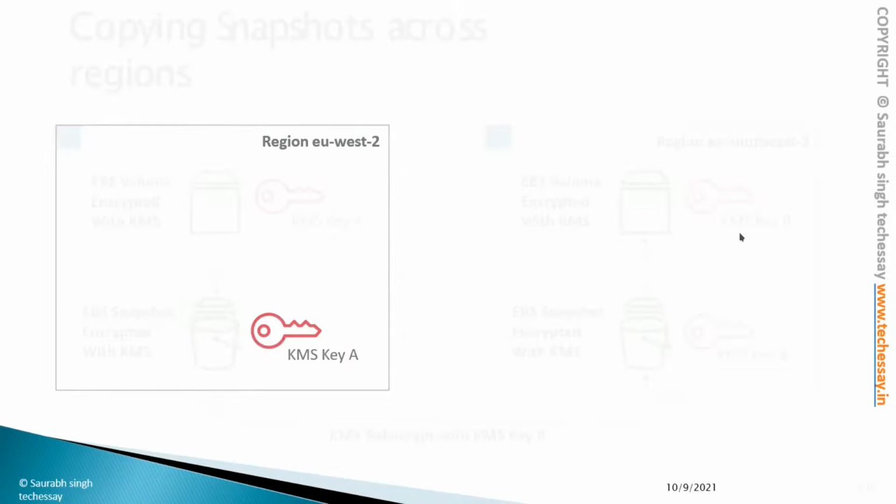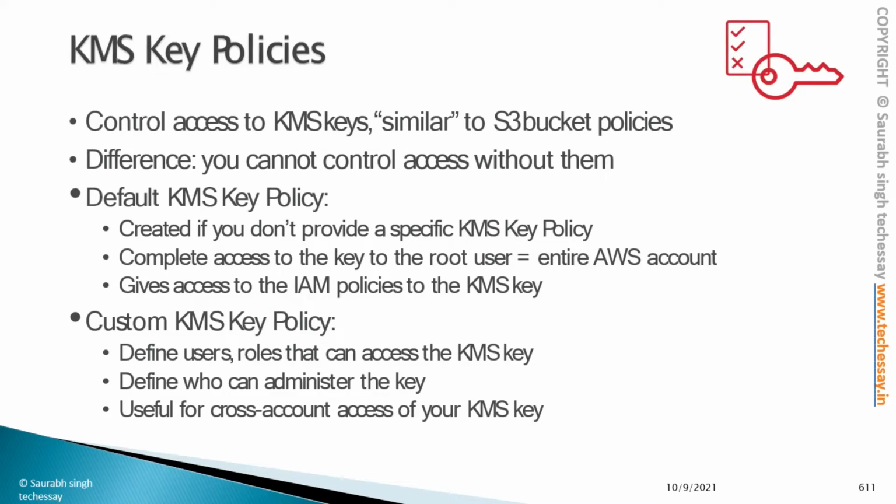So let's move further and talk about KMS key policies. We control access to KMS keys similar to S3 bucket policies. The difference is that here we cannot control access without them. A default KMS key policy is created if you don't provide a specific one, and it gives complete access to the key to the root user, which is the entire AWS account, and it gives access to IAM policies for the KMS key.